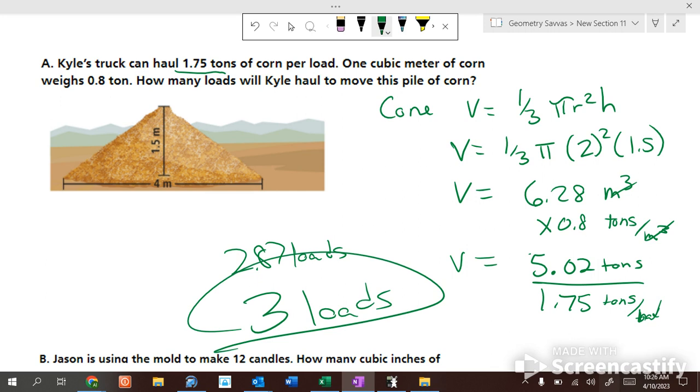Okay. Practical usage of geometry there. Okay.